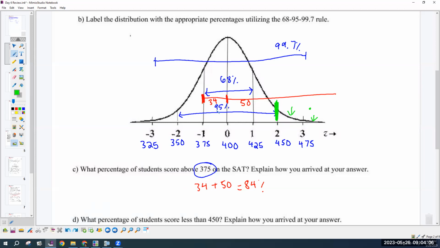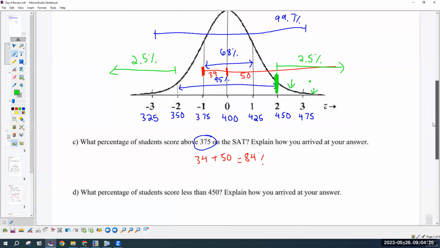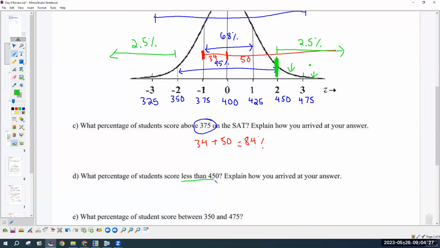Okay, so if I know that it's 95% plus and minus 2 standard deviations, that means I have 5% for this area and 5% for this area, which means this is 2.5% and 2.5% to add up to 100. And now for 450, I'm just going to go 100 minus, because it's less than. So I'm going to go 100% minus that 2.5% gives me 97.5%.